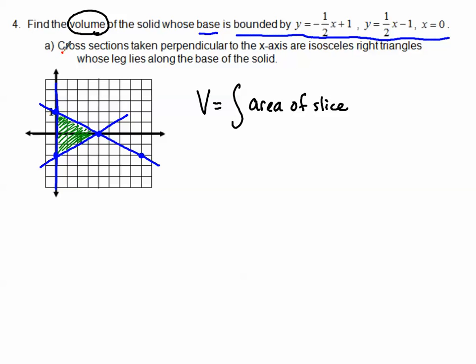Cross sections. Now this is part A, because if you take a look at the next one, it's using the same base. So we're going to be using this same base in both parts A and part B.